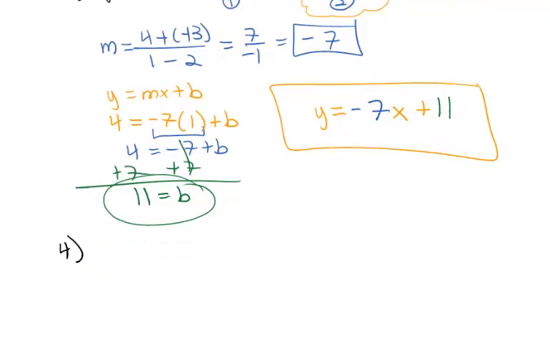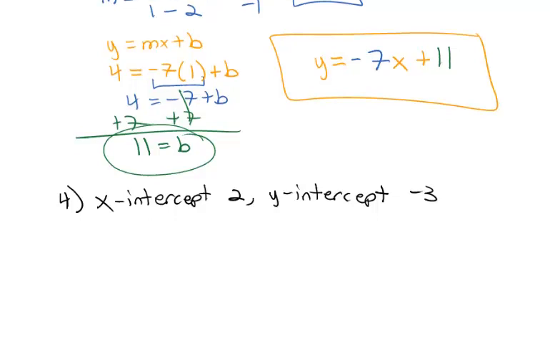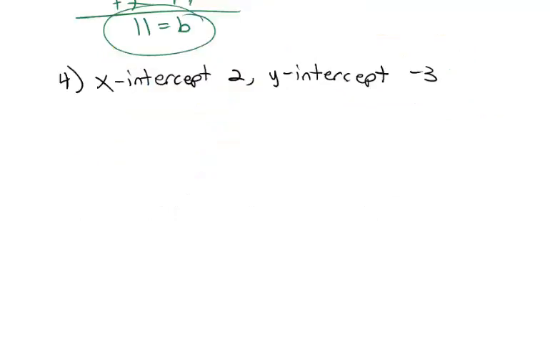We're going to find the equation of the line that has an x-intercept of 2 and a y-intercept of negative 3, which is an interesting difference.